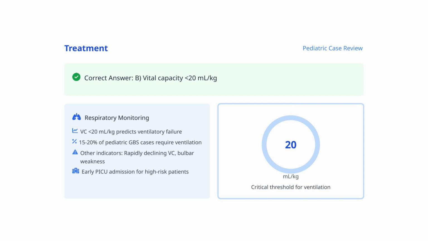This parameter is a strong predictor for impending ventilatory failure in Guillain-Barré syndrome. Approximately 15 to 20% of pediatric GBS cases require mechanical ventilation. Other important indicators include rapidly declining vital capacity, bulbar weakness affecting airway protection, and signs of respiratory muscle fatigue. Children with concerning respiratory parameters should be admitted to the pediatric intensive care unit for close monitoring and potential intubation before an emergent situation develops.